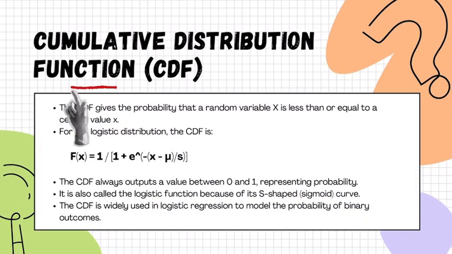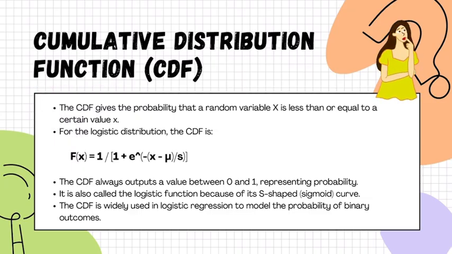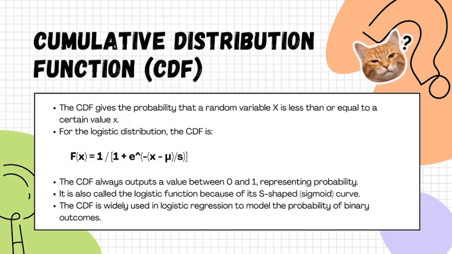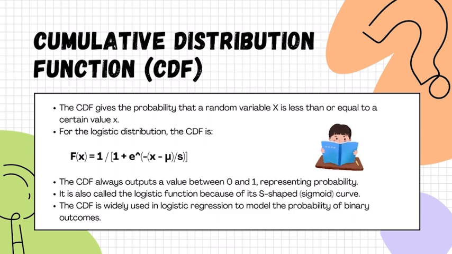Firstly, the cumulative distribution function. Think of it as telling us the probability that a value is less than or equal to x. So instead of asking what is the chance of exactly this value, we ask what is the chance of getting this value or anything smaller. That's why it is called cumulative. We keep adding probabilities as we move to the right. Now let's look at the formula here.